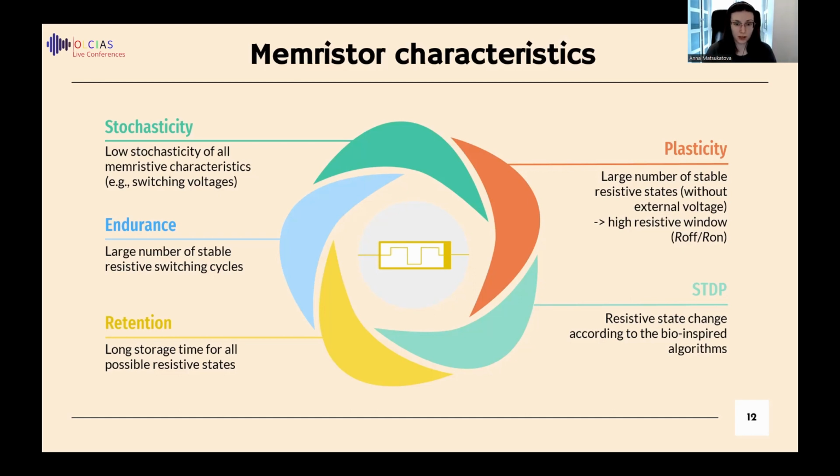time. And of course, as long as this field is a new one, there is still no ideal memristor that would implement synapse characteristics ideally. All of the memristors have some kind of flaws. For example, one memristor has a good plasticity, a lot of stable states, but it has low endurance, not so many stable resistive switching cycles. There is still no ideal memristor. This is why the study of new memristive structures is a very important field of study, and this is why this field has more and more works, more and more scientific articles in these years.